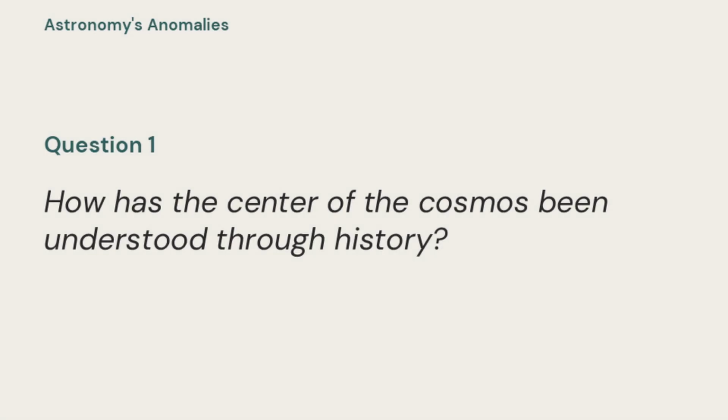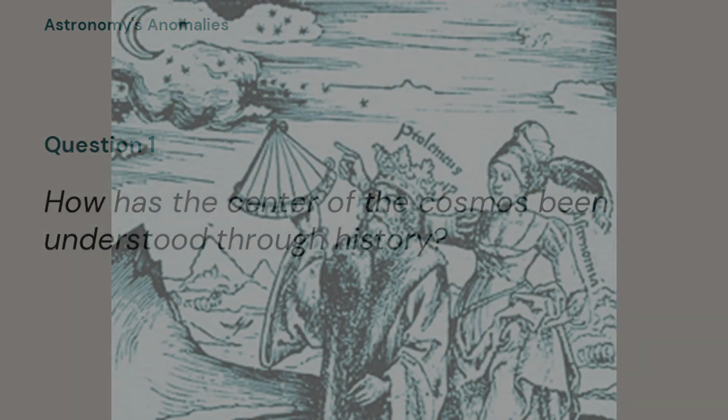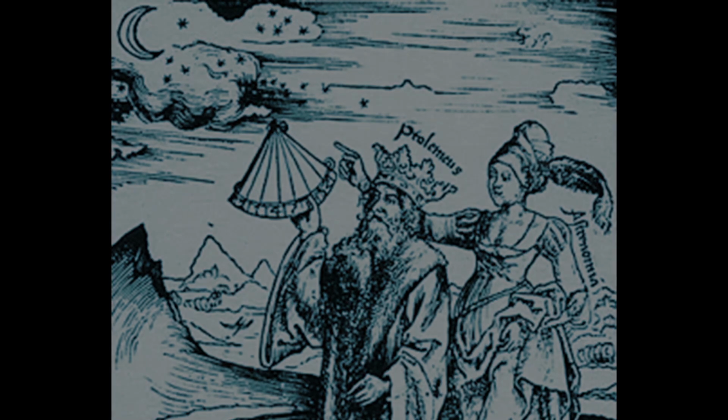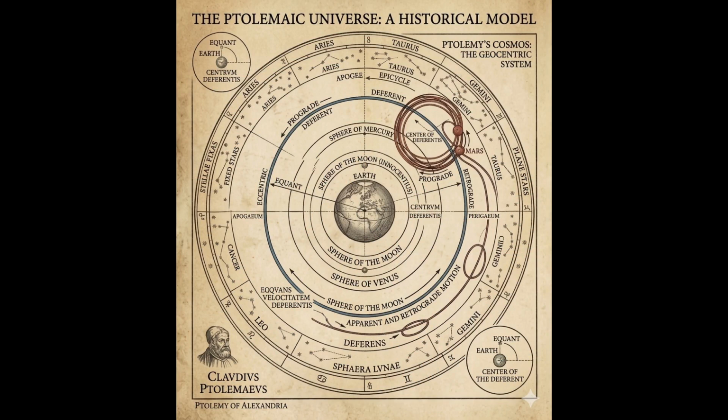Question 1. How has the center of the cosmos been understood throughout history? For more than 1,000 years, the Ptolemaic system was the standard model of astronomy. It placed Earth at the center of the cosmos and described planetary motions as combinations of circles moving on other circles. Its mathematics was careful, its instruments precise, its astronomers genuinely skilled.